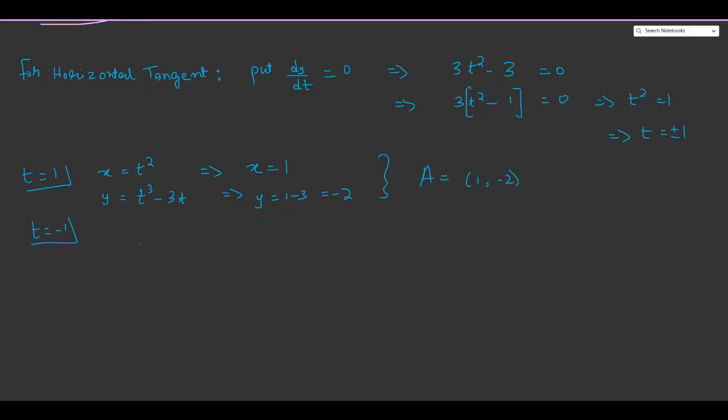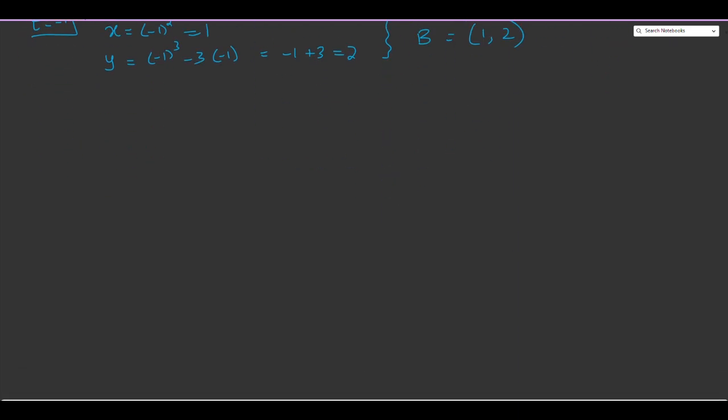And now if I substitute t equals minus 1, x becomes minus 1 square, which is equal to 1, and y becomes minus 1 to the power 3 minus 3 multiplied with minus 1. If you simplify this, we get minus 1 plus 3, which is equal to 2, and together these two give us the point whose coordinates are 1 and 2. So these are the two points where we have the horizontal tangents.